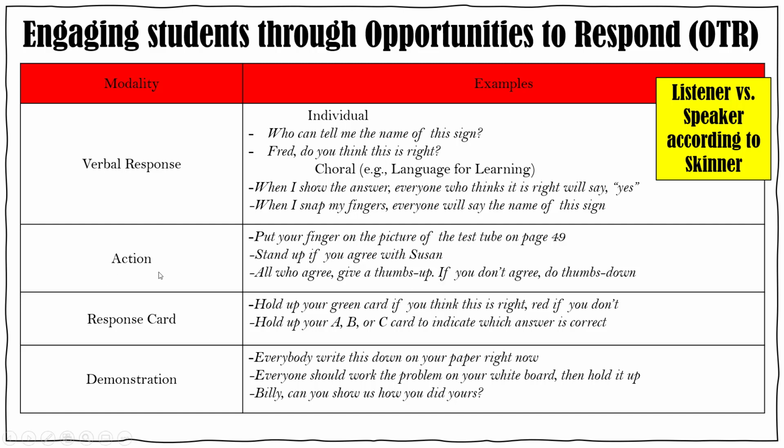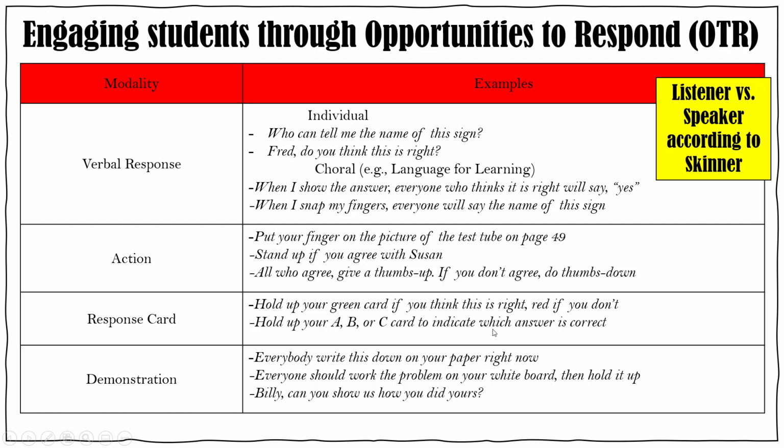They can engage in action, so you can tell them to put their finger on the picture of the test tube on page 49. Stand up if you agree with Susan. If you agree, give a thumbs up. If you don't agree, thumbs down. You can do response cards. So green card if you think this is right, red if you don't. Hold up your A, B, or C card.